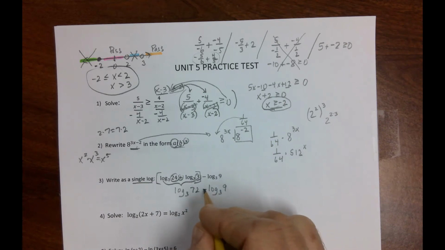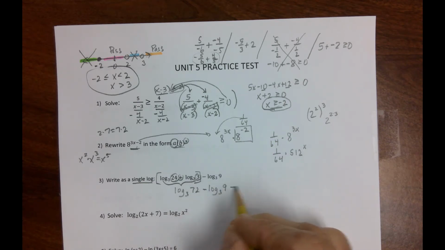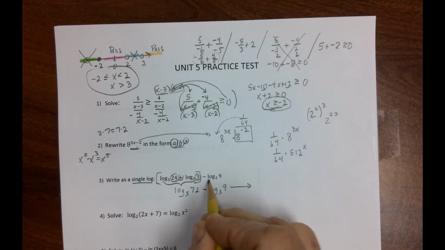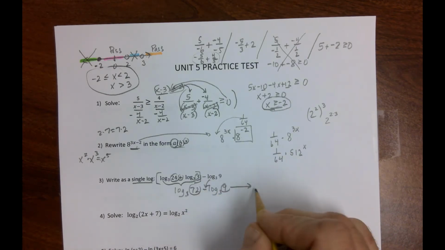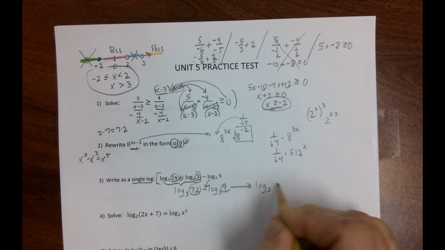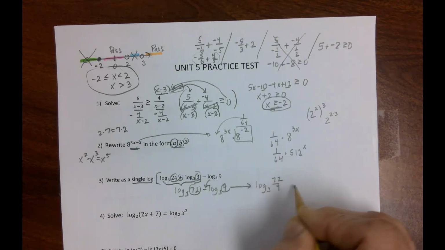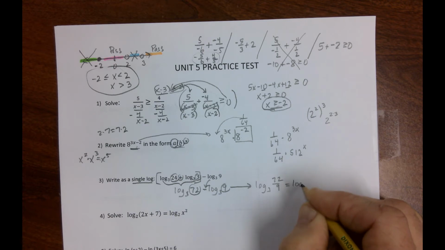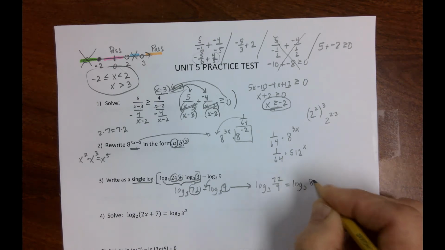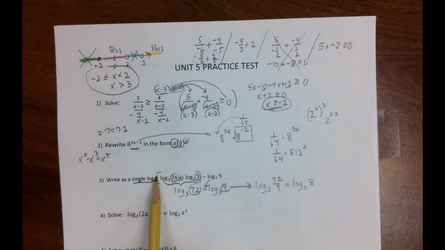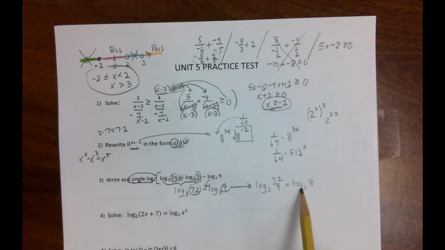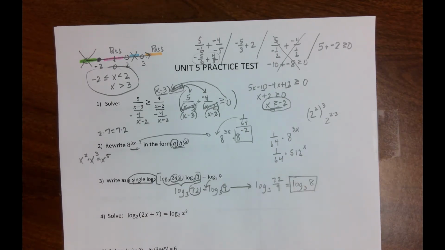So now we've got to do the same thing. The 2 shall become 1. Subtraction means division. We divide 72 by 9. So technically it's 72 over 9, and that reduces to this. And it just says write as a single log. It doesn't say simplify or solve, so we can just stop right there. You just got to pay attention to the instructions.